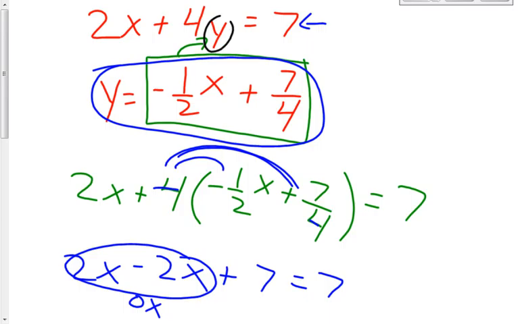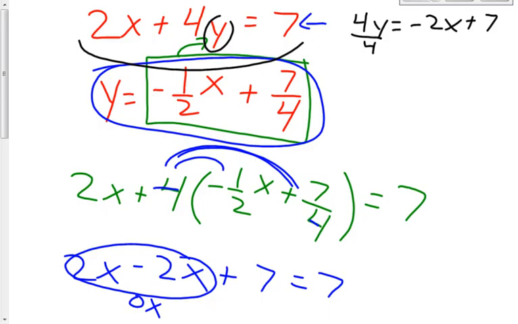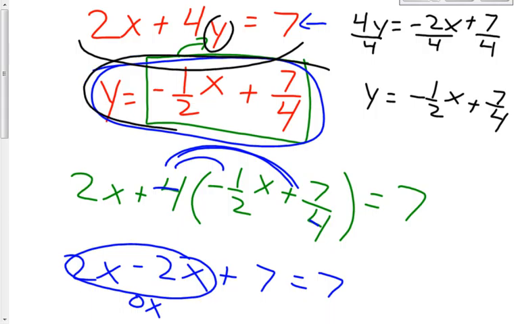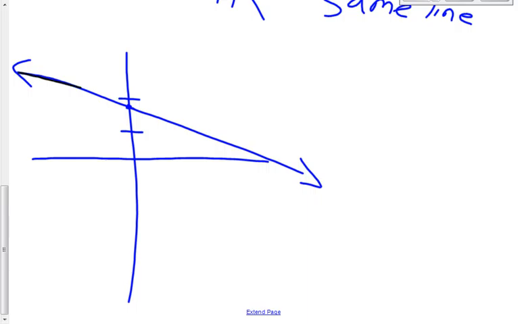Solving for y, I would first subtract the 2x to get onto this side. So 4y equals a negative 2x and a positive 7. And then I would divide by 4 to get y equals a negative 1/2 x plus 7/4. And class, that's the exact same one as this one, isn't it? So if I were to graph this, I would get a line that would go right over the top of it. So remember what we find when we substitute and eliminate and when we graph, we find an intersection point between two lines.